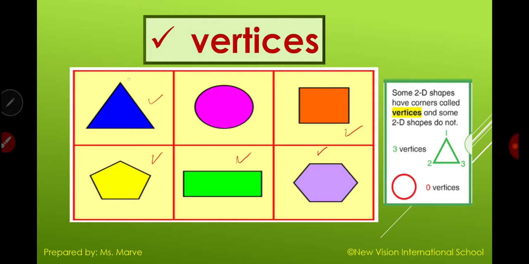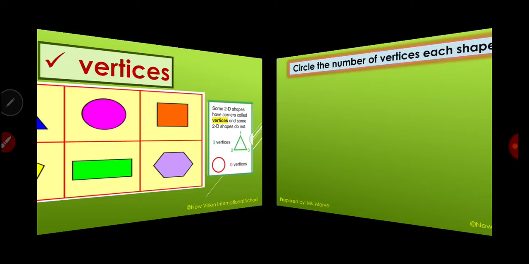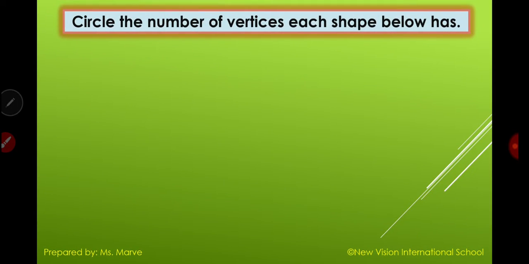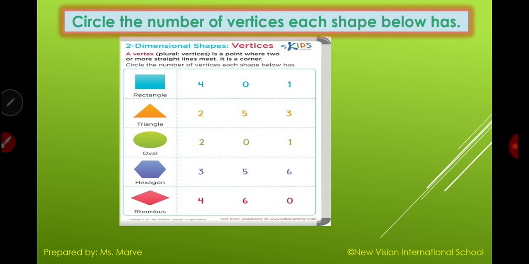Let's count with me. We have one, two, three. The triangle has three vertices. How about the square? One, two, three, four. The square has four vertices. Okay, so it is the same with pentagon, hexagon, and rectangle. Okay, here we are going to circle the number of vertices each shape below has.